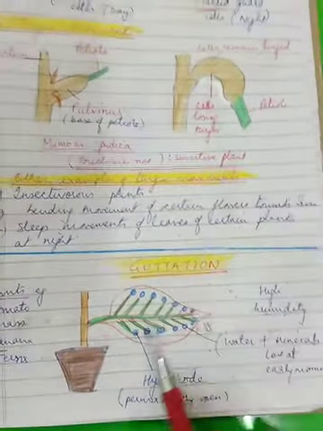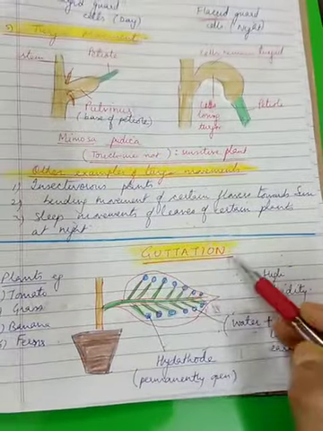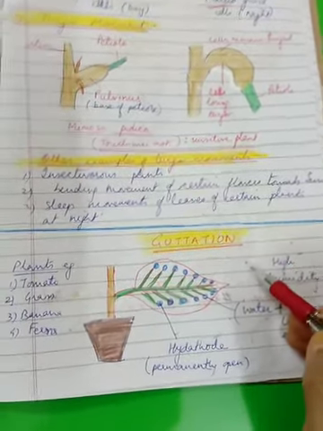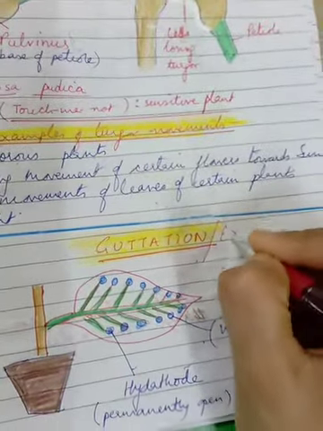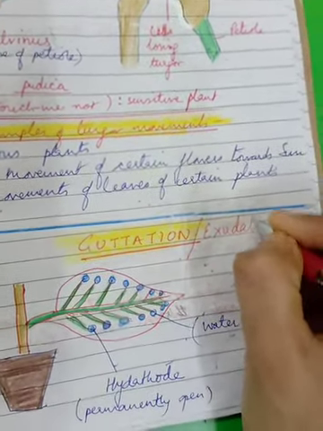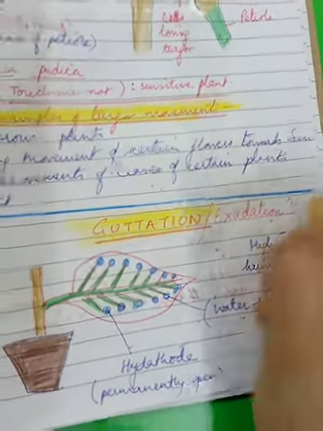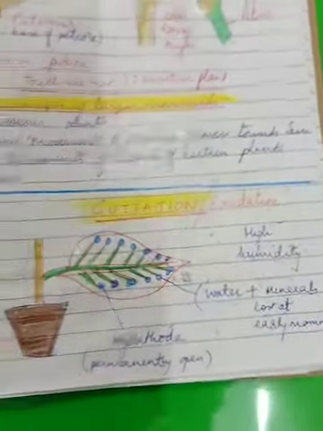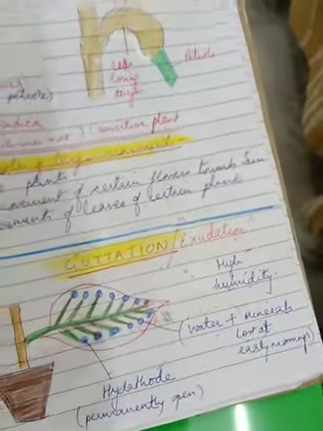Coming to another very important term, guttation, right? This term is also called exudation. This is not given in your textbook, but just to tell you, this is also what we call exudation. Now what happens? It's a very interesting thing to see.